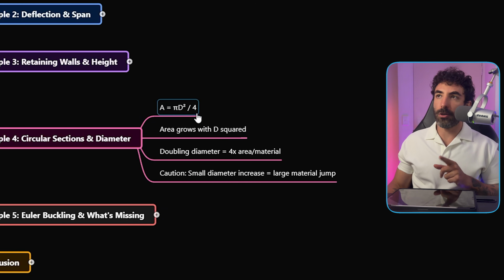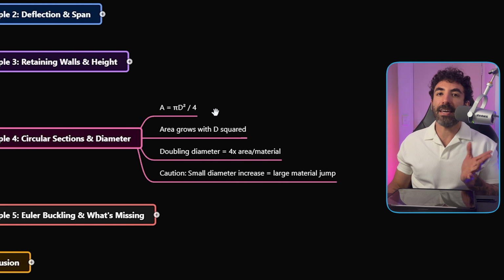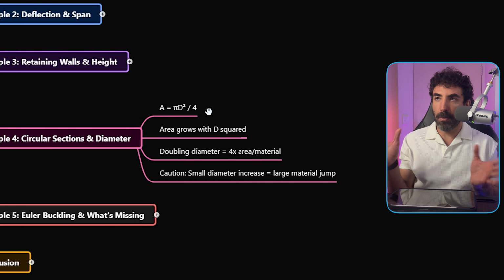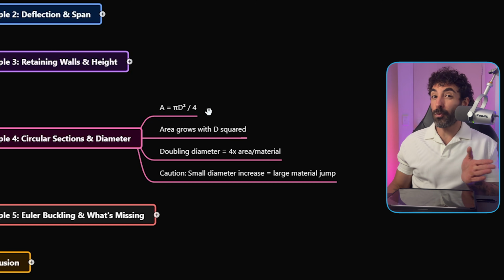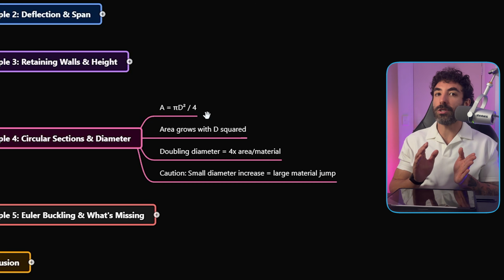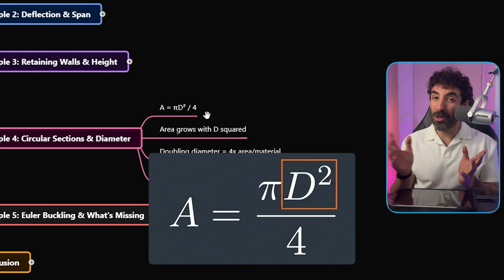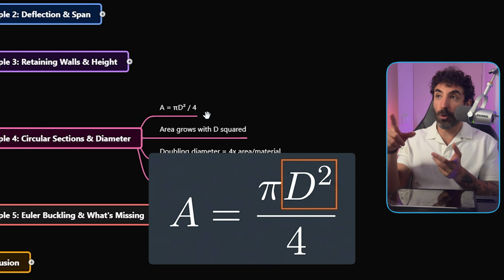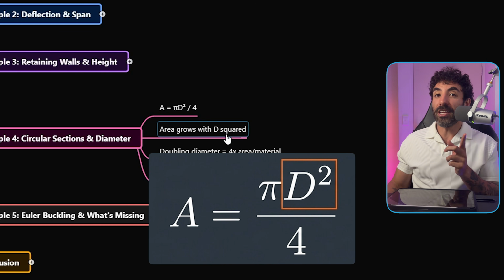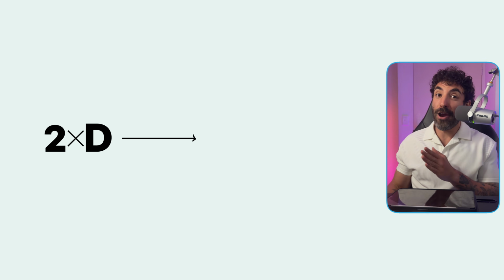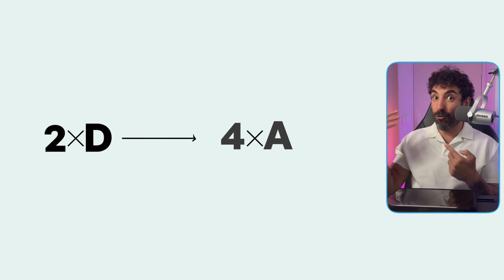The area of a circle is pi d squared divided by 4. And again, at first glance, it looks like a basic formula. But if you stop and read it properly, it tells you something important. Straight away, the area does not grow linearly with the diameter. It grows with d squared. So if you double the diameter, the area does not double. It goes up by 4 times.